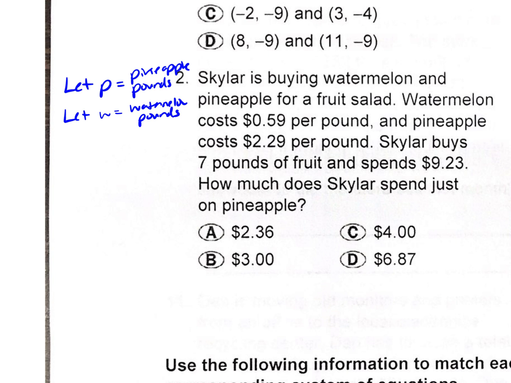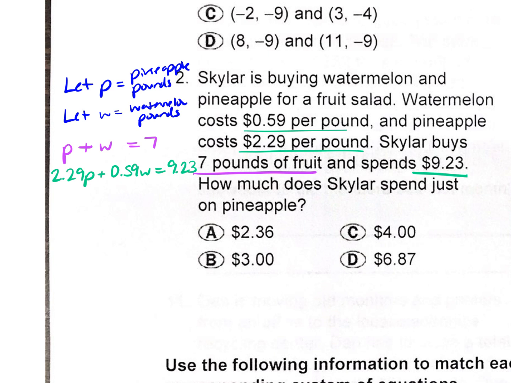We have two totals given. We're given a total number of pounds of fruit, 7 pounds of fruit. So we could say the number of pounds of pineapple plus the number of pounds of watermelon equals 7. We're also given a total amount of money, $9.23. Where pineapple is $2.29 per pound, so we could say 2.29p plus watermelon is 59 cents per pound, so 0.59w equal 9.23. We have now set up a system, and we just need to know how much Skylar is spending on pineapple.